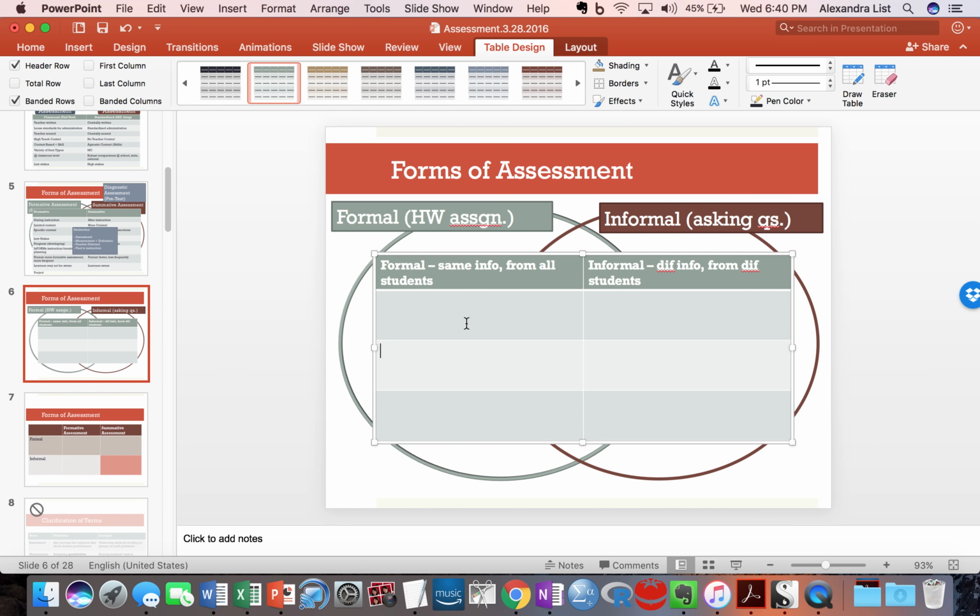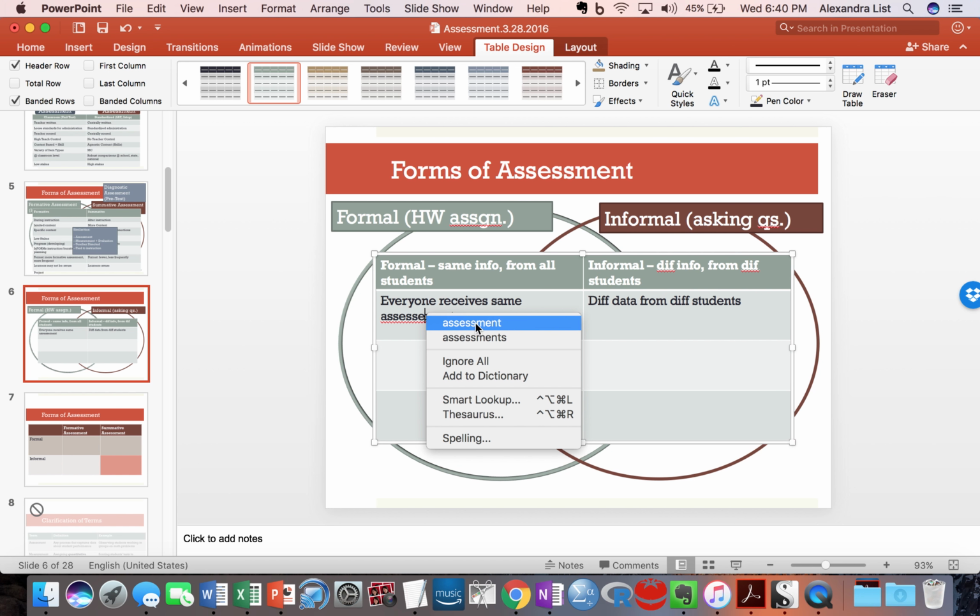So let's talk about this in terms of content. First, for formal assessment, everyone in my class receives the same assessment. So I'm collecting the same data from everyone. Whereas in informal assessment, I'm collecting different data from different students. So I may ask Brianna, what is the definition of formal assessment? And I may ask Chelsea, well, what's the definition of informal assessment? So with informal assessment, I'm getting different data from different students.